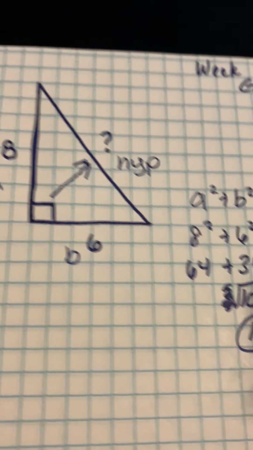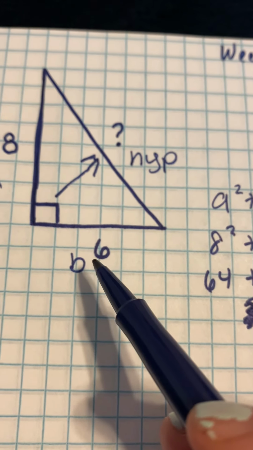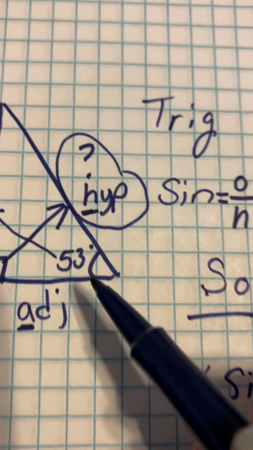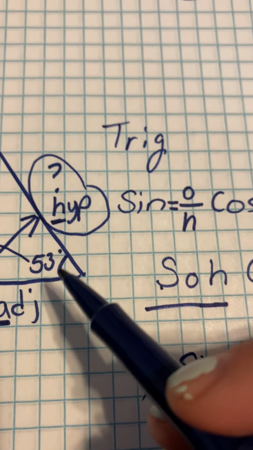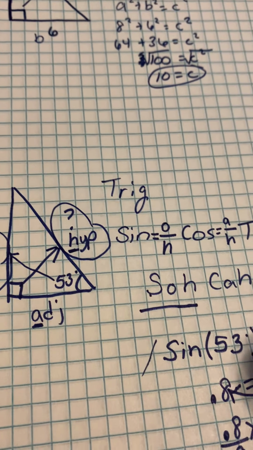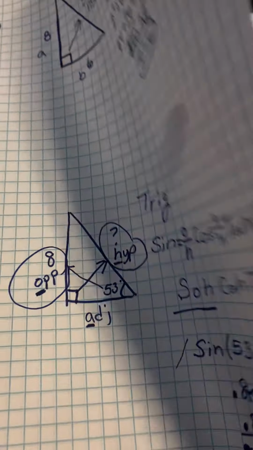The difference was that problem had a second side. This problem has an angle. So let's do another example.